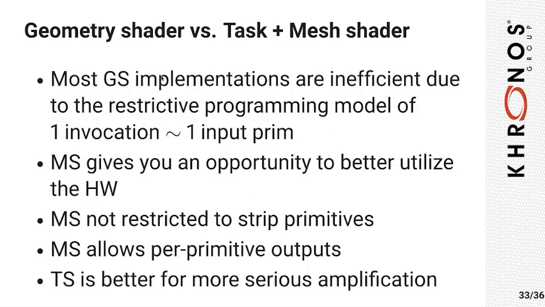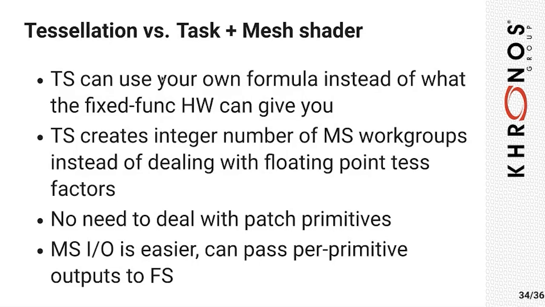For geometry shaders, I think it's an easy consideration. Geometry shaders are very inflexible. So if we used them before, consider replacing those. And a quick comparison to tessellation. Tessellation is a fixed function hardware. So it does what it does very well, but it doesn't really allow you to customize it. But if you use a task and a mesh shader, everything is up to you. And you can do that however you want without relying on the hardware doing it for you.